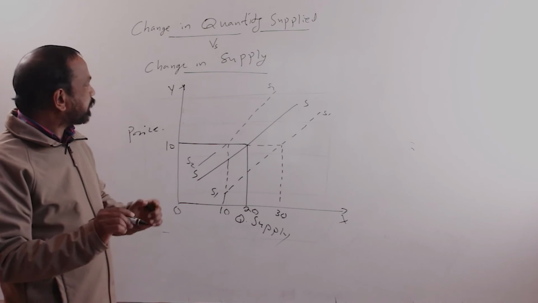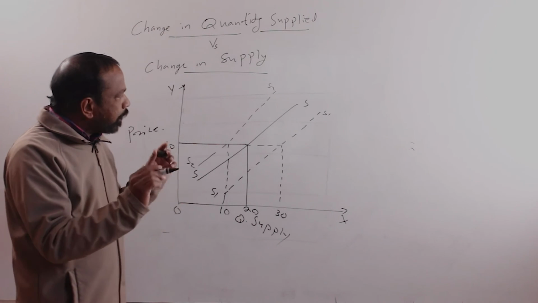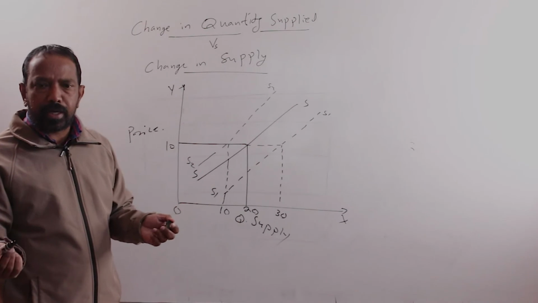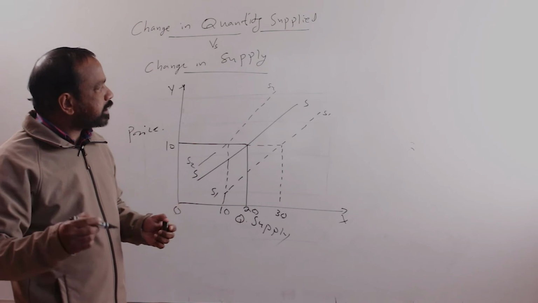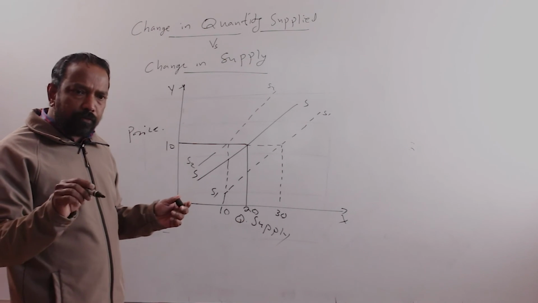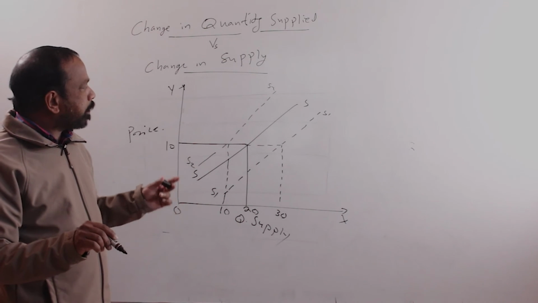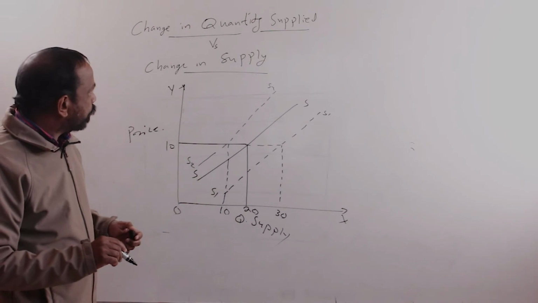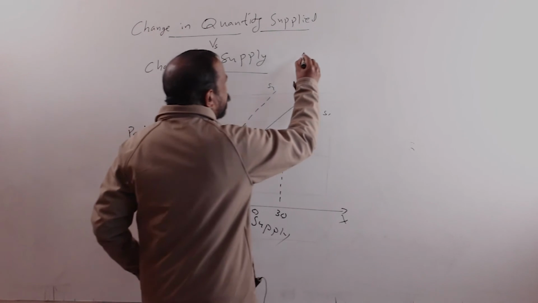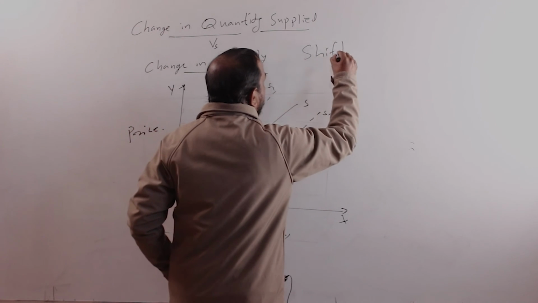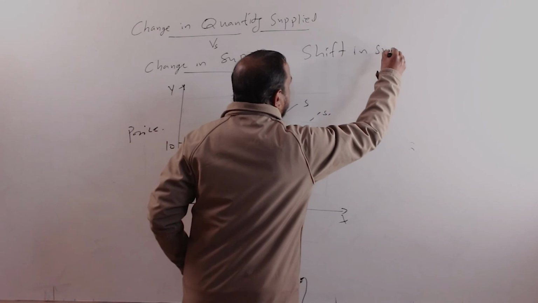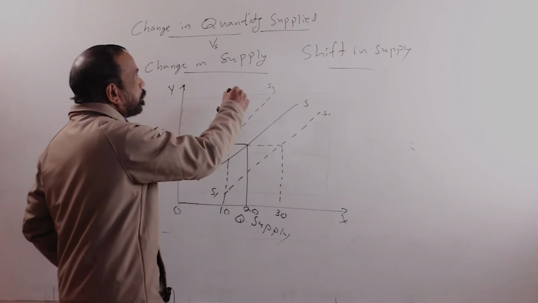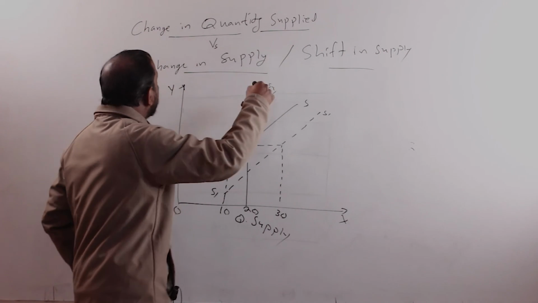When the non-price factors change, our supply moves upwards and downwards. A favorable change in non-price factors, definitely supply increases, and an unfavorable change in non-price factors, definitely supply decreases. So this also we can say shift in supply. Change in supply or shift in supply.